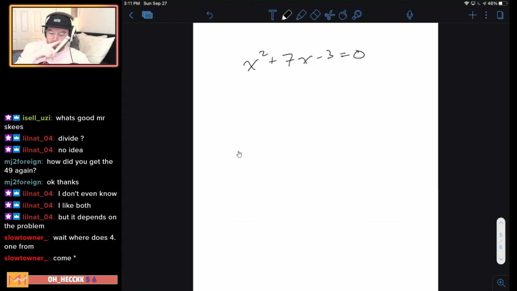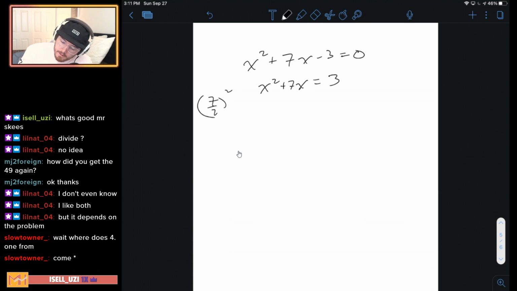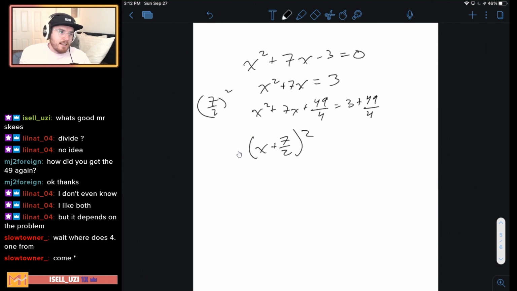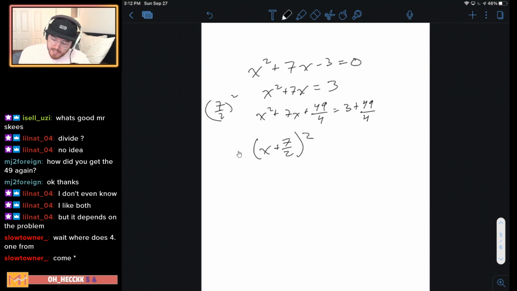Okay. So let's just imagine that. I'm going to move the 3 over, and then I'm going to add b over 2 squared, 49 fourths. So I added 49 fourths to each side, which allows me to write this as x plus 7 halves squared. The second there's an odd number, it's kind of annoying, right?